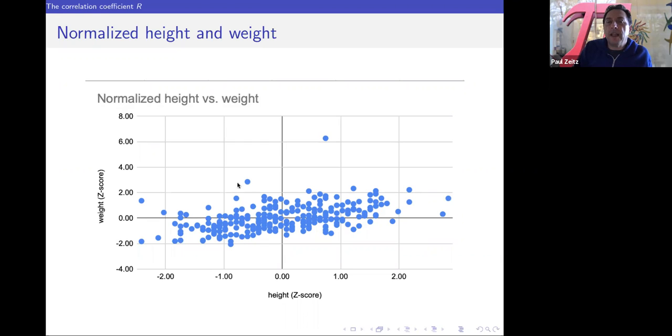Now look at something like this. What kind of a person is this? They are a weirdo, not in any way except that their height and weight doesn't seem to match what's going on with the rest.